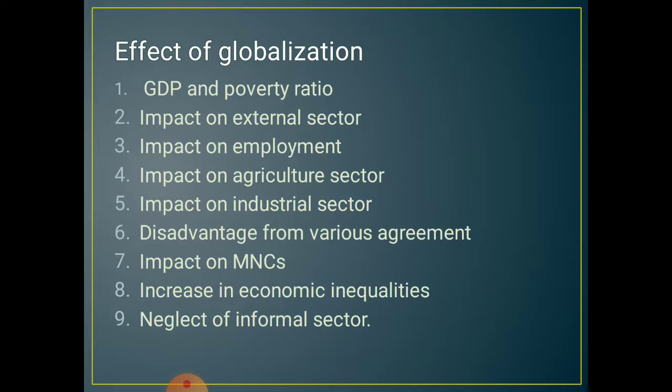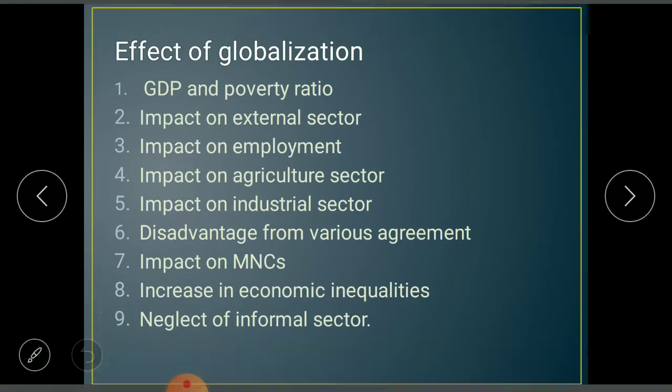The first effect is on GDP and poverty ratio. Second is impact on external sector. Third, impact on employment. Fourth, impact on agriculture sector. Fifth, impact on industrial sector. Sixth, disadvantage from various agreements. Seventh, impact on MNCs. Eighth, increase in economic inequalities. And ninth, neglect of informal sector. Now let us discuss one by one.